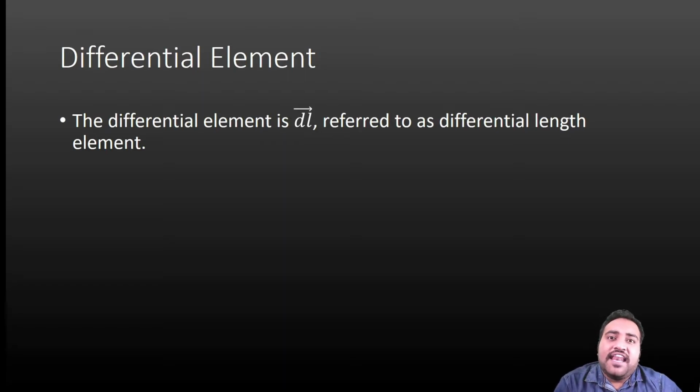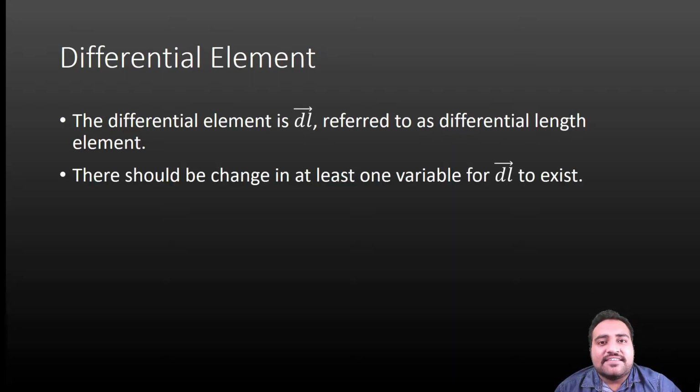For a differential length element to come into existence, there should be a change in at least one variable, or the change can be a combination of multiple variables. What is the expression of this differential length element in various coordinate systems? We would go to that question in our later topics, but now let us look at the surface integral in the same way as we looked at the line integral.